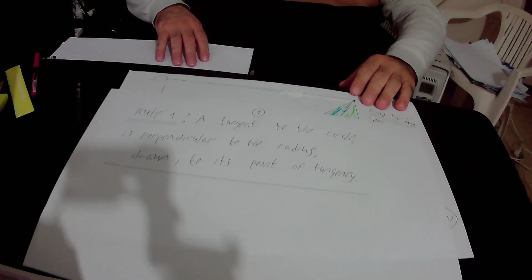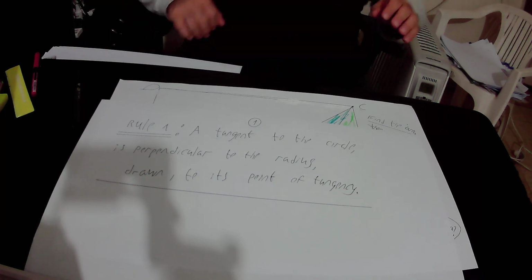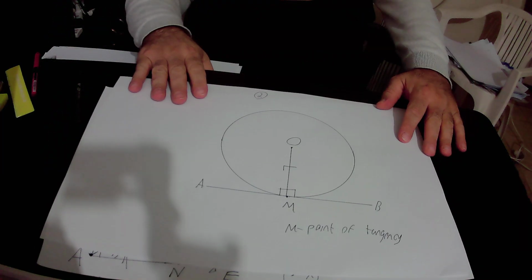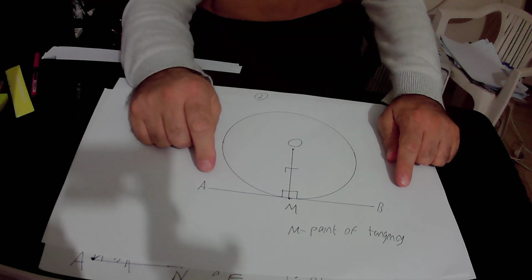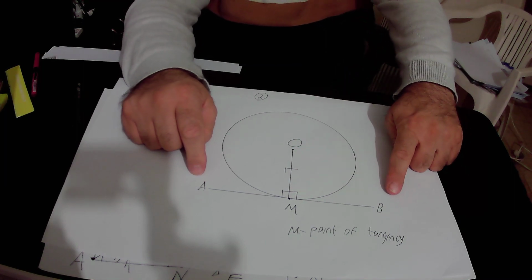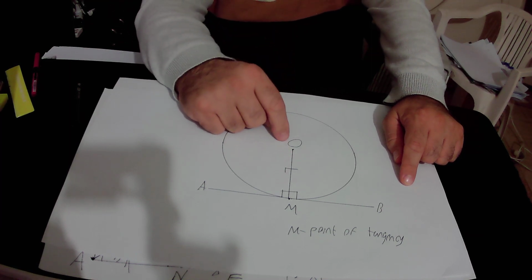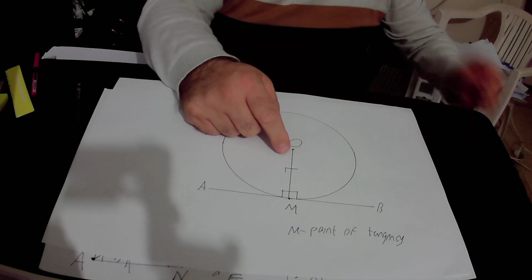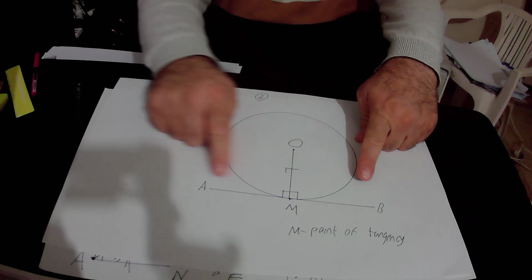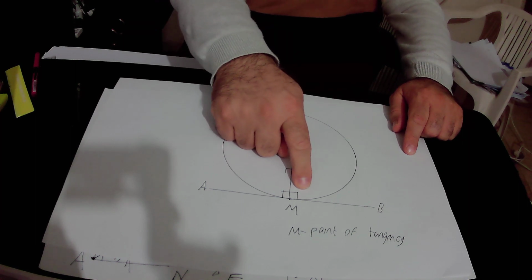First of all, I presented to you rule number 1. According to rule number 1, a tangent to the circle is perpendicular to the radius drawn to its point of tangency. So what is the meaning of rule number 1? If we have this circle and tangent AB is tangent to this circle at point M, point M is the point of tangency of tangent AB with this circle. And if we have this radius, the radius OM, drawn to the point of tangency, then according to rule number 1, the tangent AB will be perpendicular to this radius. That is to say, this angle equals 90 degrees and this angle equals 90 degrees.